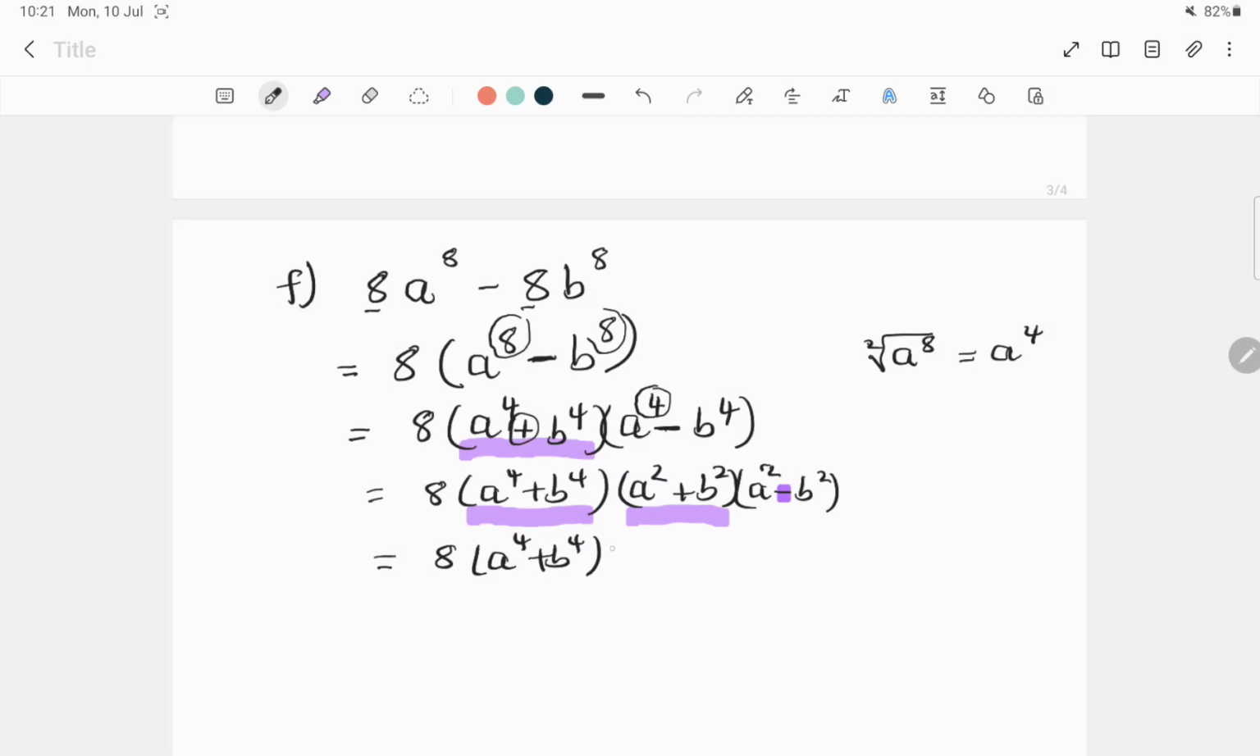You continue to write this, guys. a squared plus b squared. Then you open two brackets for the difference of two squares. You can have that. It will be a, b, plus and minus. Then you are done.